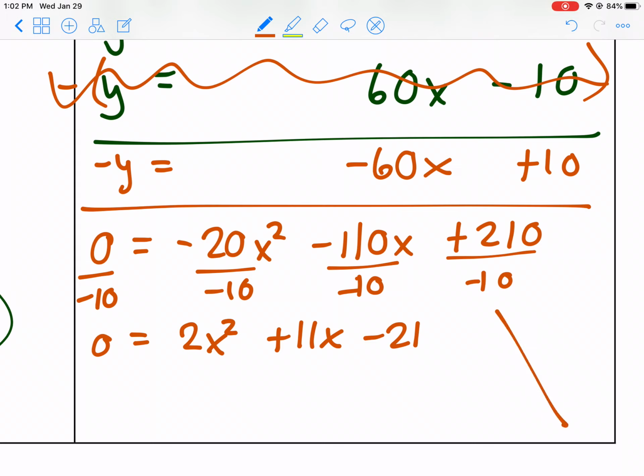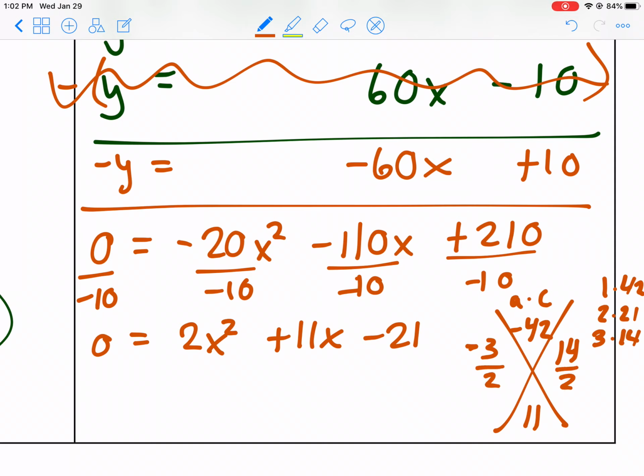Okay, if I were to solve this by factoring, remember that up top we do a times c, so that's going to be negative 42. And our bottom is our b value, which is 11. Let's see, 1 times 42, 2 times 21, 3 times 14, that might be it, 3 and 14. And for this to work, it would have to be negative 3.